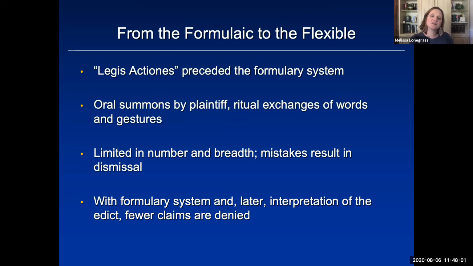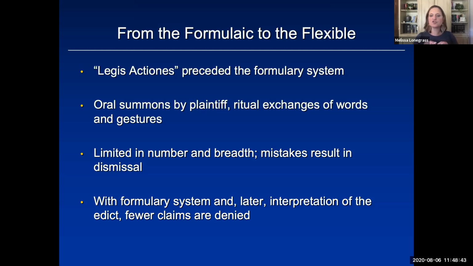Now, because of the edict and its interpretation by the praetors, the pre-classical period of Roman law is marked by increased flexibility and rapid expansion of the law. But this wasn't just the case as a matter of substantive law. That is, it wasn't just the legal rules that were becoming more flexible and expanding beyond their letter. The pre-classical period was also marked by increased procedural flexibility. In fact, at the very beginning of the pre-classical period, there was no formulary system in place yet. Instead, there was another system of litigation called the legis actiones, or legal actions.